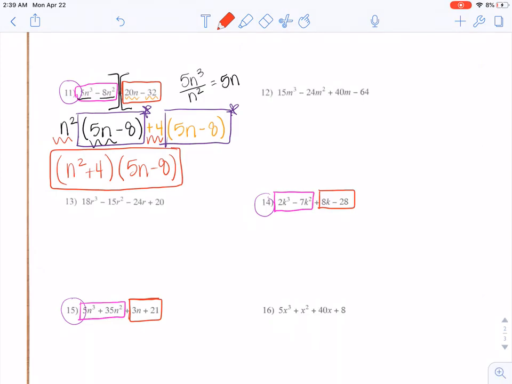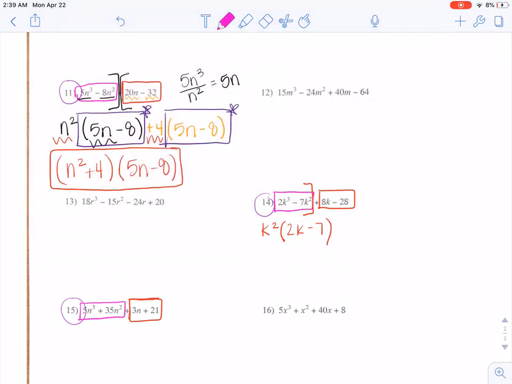We're going to continue to go over this. So let's move on to 14. And we're going to look at the first group. I can't take a number out because 2 doesn't go into 7, and nothing that goes into 7 can be divided by 2. But I can take a k squared out. And so if I take a k squared, I have 2k minus 7 left.